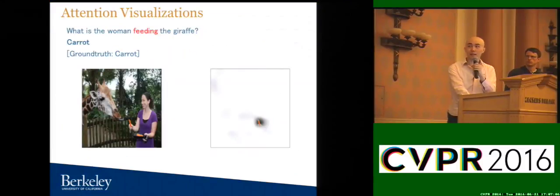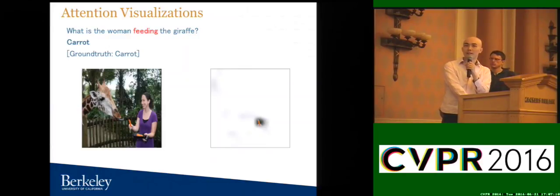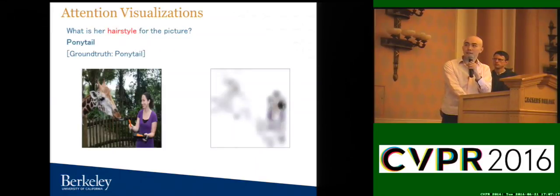Here we have some examples. What is the woman feeding the giraffe? We can see that the system is exactly attending to the carrot and answering carrot. And what is the hairstyle in the picture? The system attends to around the head and answers ponytail.